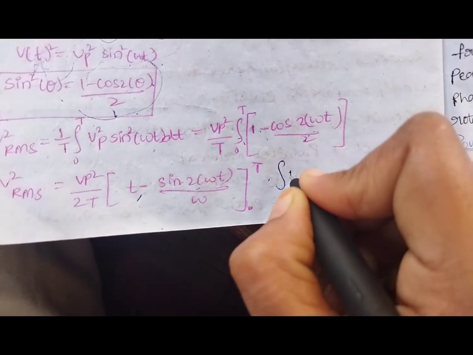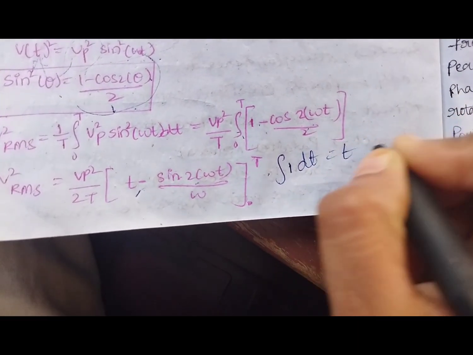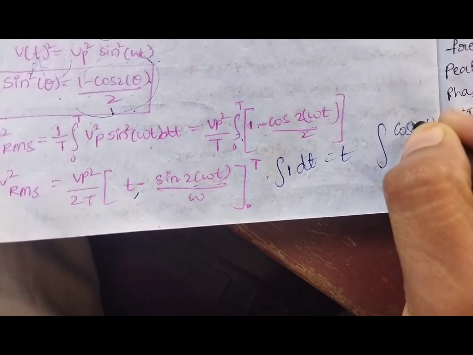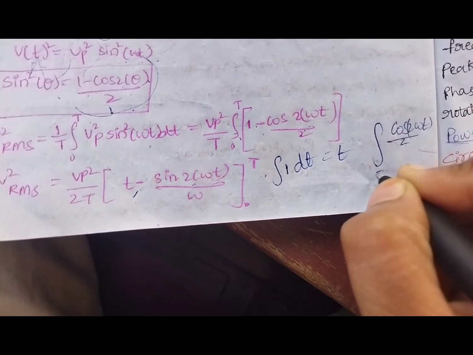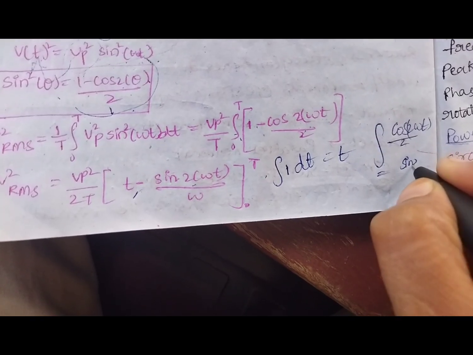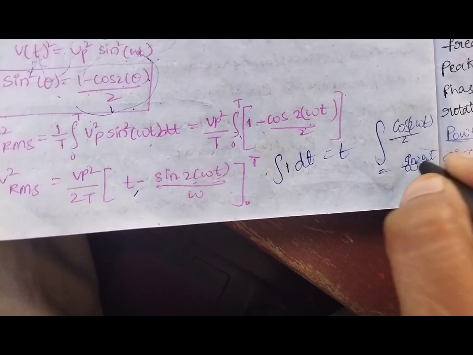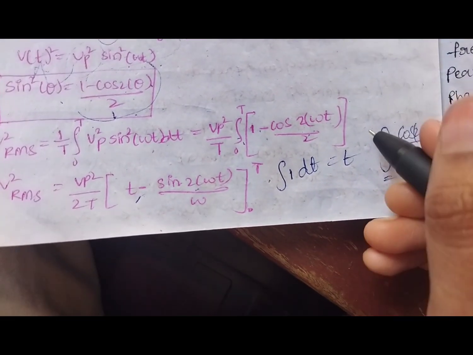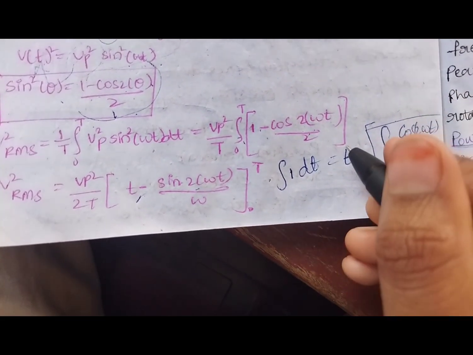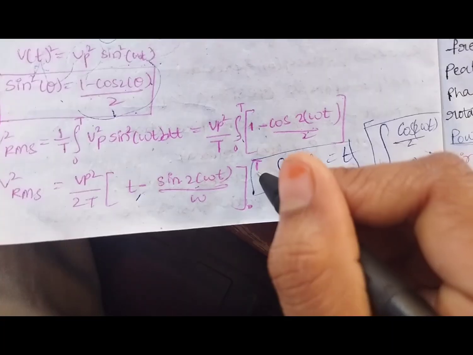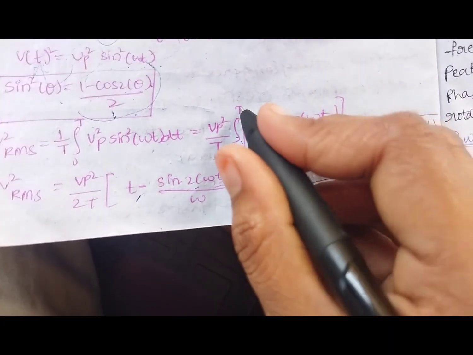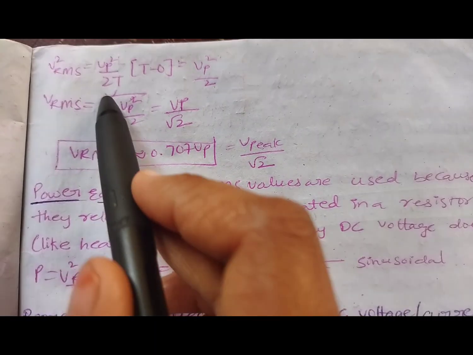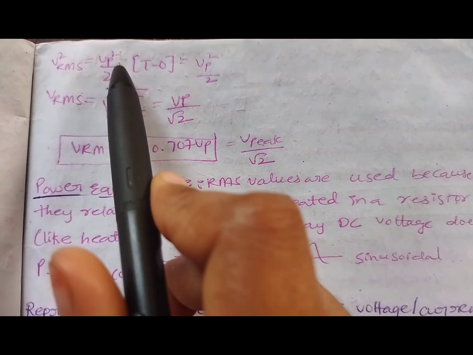These are the formulas. The integral of 1 dt equals t. Integration of cos 2 omega t by 2 equals sin 2 omega t by omega. These are the two formulas we apply in our substitution, with the limits 0 to t. After substituting the upper limit and lower limit, we get this step.